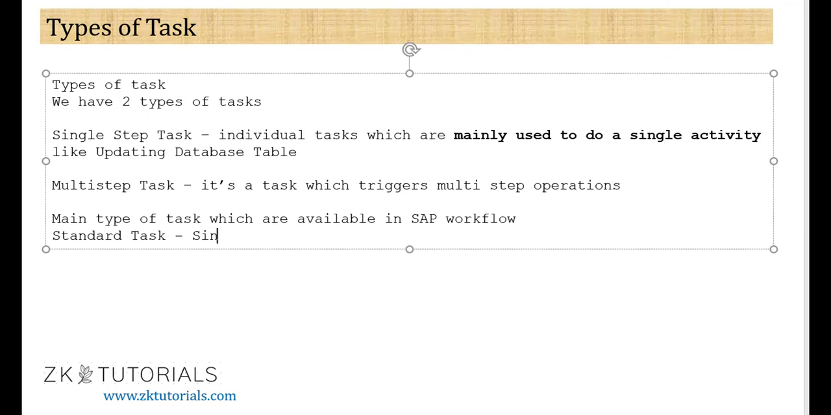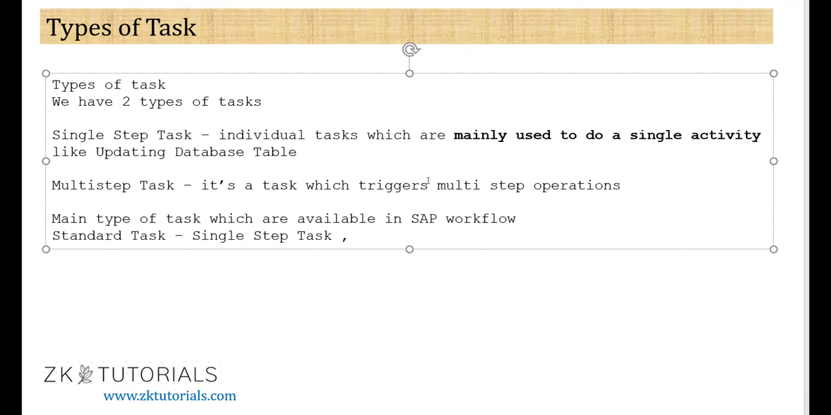It's a single step task, it can only execute one step. What is a standard task? It can only execute a single step. It cannot execute a multi-set of operations. If you want to execute two methods together, we cannot do it through this standard task. You can only enter one method name in the task activity. So we can only do one operation in a task at a time.